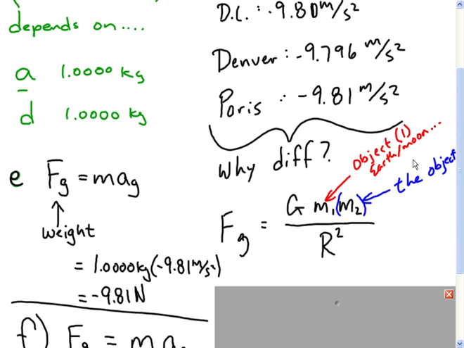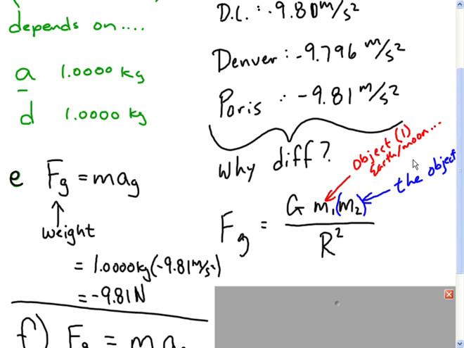The two masses, M1 and M2. M1 would be like the object you're standing on. In most cases for us, it's Earth. But if you took an object to the moon, M1 would be the mass of the moon. M2 is, what is that object? If it's your pen, you're calculating the weight of your pen if you put the mass of the pen in as M2. If it's you and you put the M2 in as your mass, you're calculating your weight if you use this equation. Now R is the distance between them.